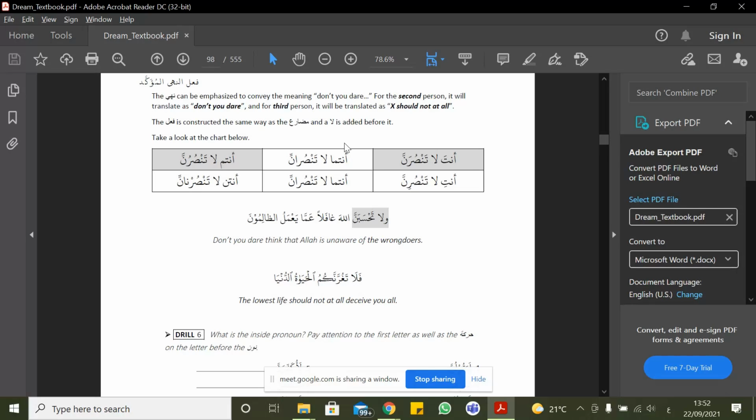Al-hayatu. Now you have to tell me that noon. Tagurru would be our fi'l mudari, but we have tagurranna, which means that it is fi'l nahi muakkad, right? Or you can say fi'l nahi with emphasis, as you want to remember.